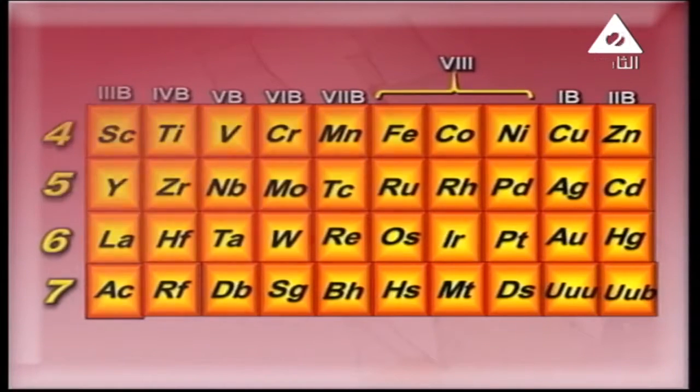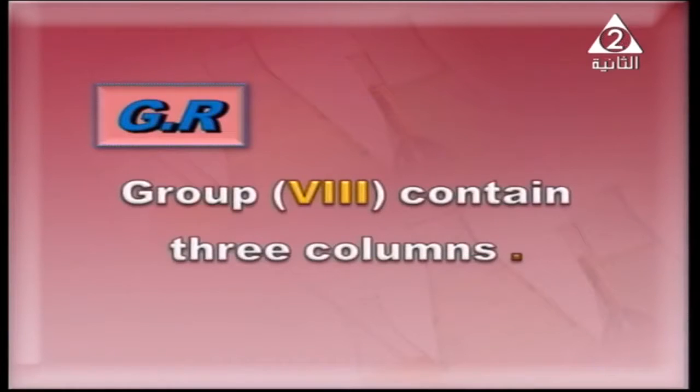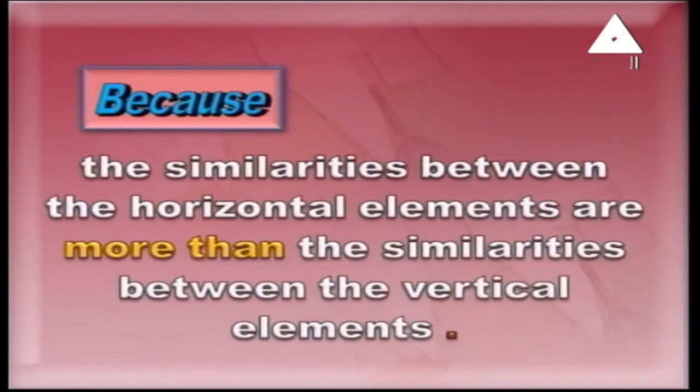My dear student, we have given reason in this point. Group 8 contains 3 columns. The reason for that is the similarities between the horizontal elements are more than the similarities between their vertical elements.